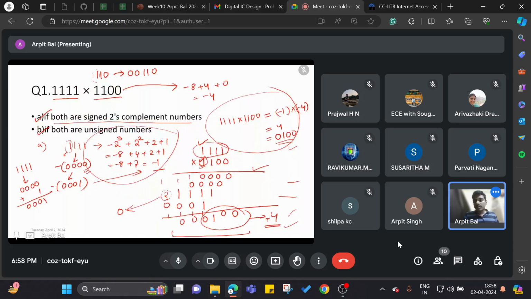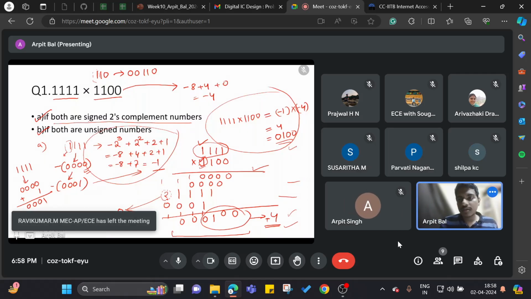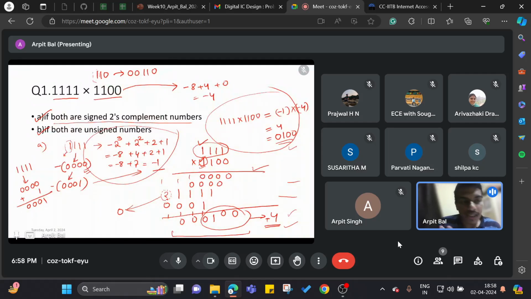Okay, so today we started with signed 2's complement multiplication, and we saw that we can either convert those numbers into decimal, perform the multiplication, and go back to the 2's complement representation again, or we can go by the brute force method of computing the product of the two numbers in signed 2's complement representation.